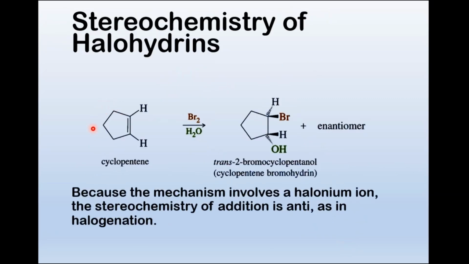So if we get a ring that can't rotate on us, here we see the anti-addition. The OH is down and the bromine is up, and then we have the mirror image of this thing.